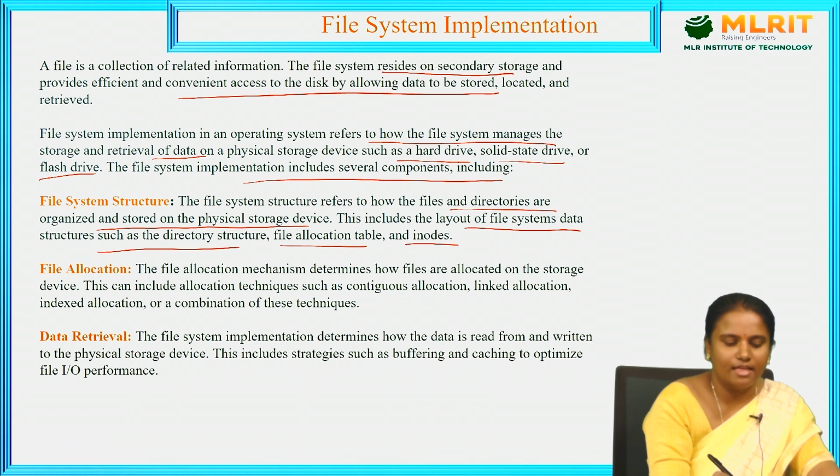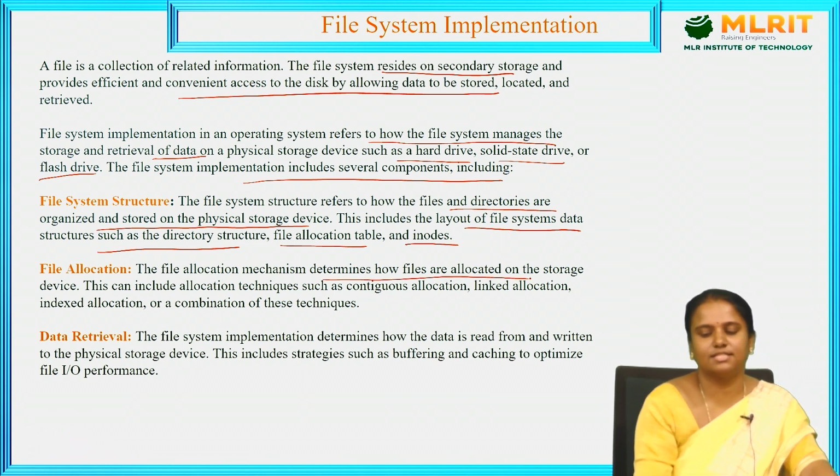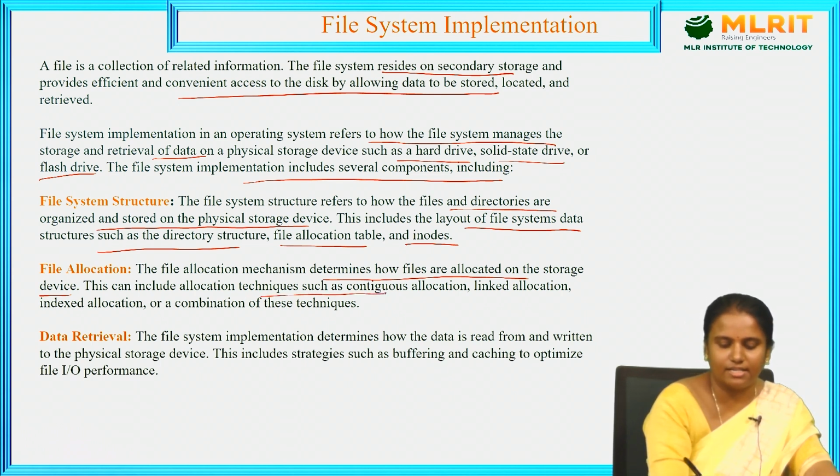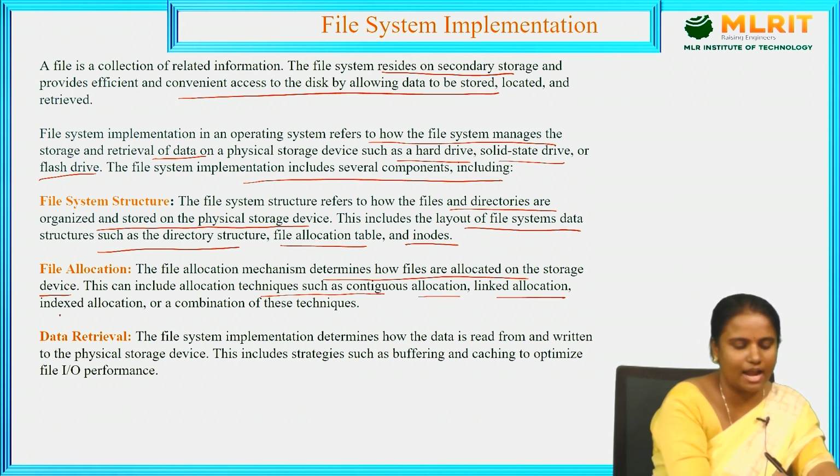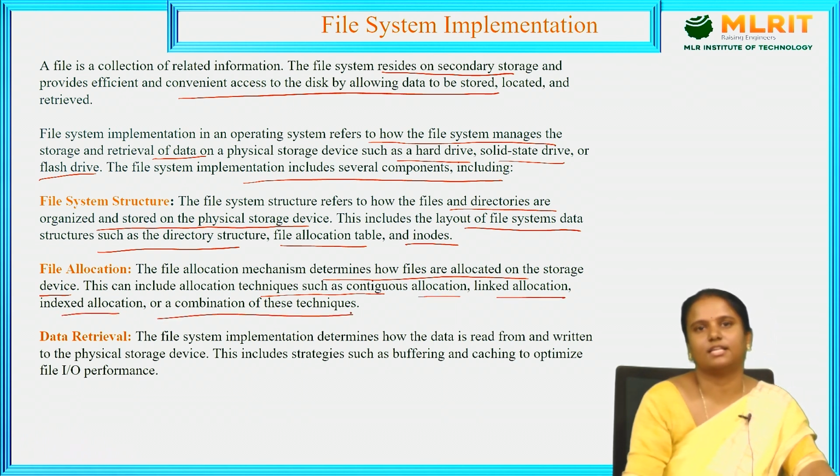In file allocation, the file allocation mechanism determines how files are allocated on the storage device. Whatever files you require should be stored in the particular storage device. This can include allocation techniques such as contiguous allocation, linked allocation and indexed allocation, or any combination of these techniques. As in the previous sessions, we have already seen contiguous allocation, linked allocation and indexed allocation. Contiguous allocation means the files are mapped continuously according to their length. Linked allocation means one node is connected with another node or file, that is, linking with the other files. Whereas in indexed allocation, based on the index value you can map with the other files.